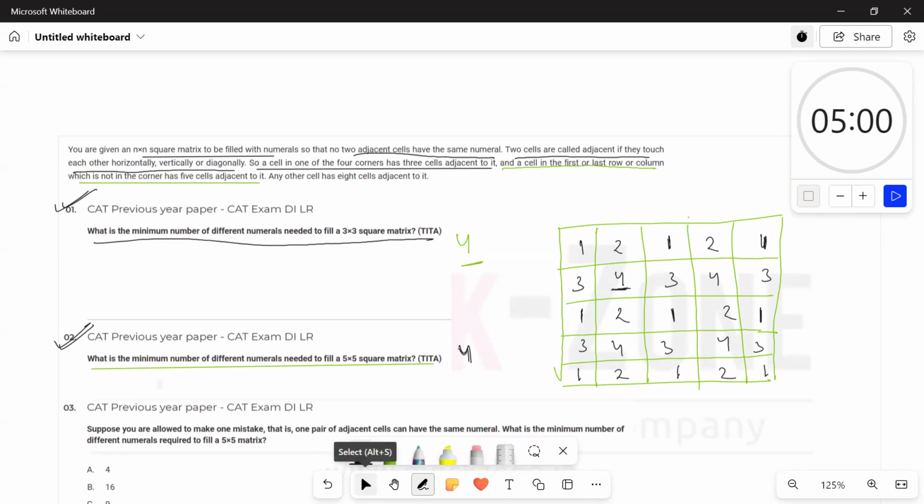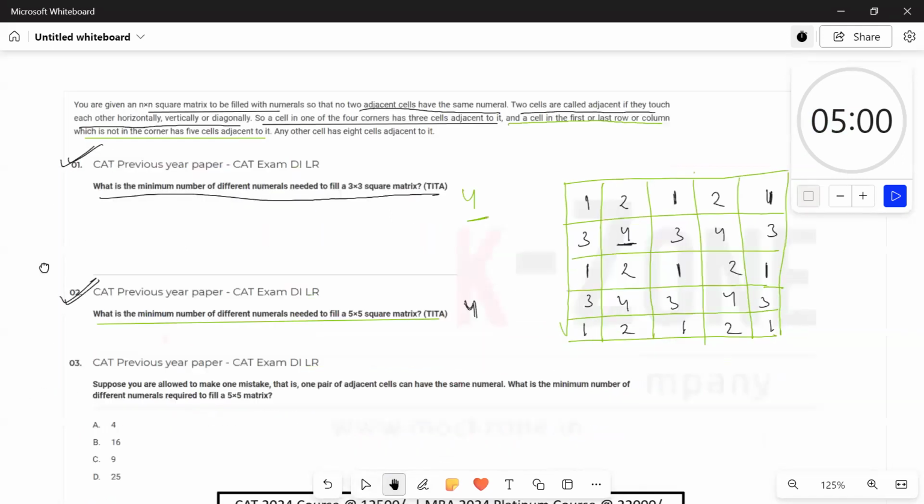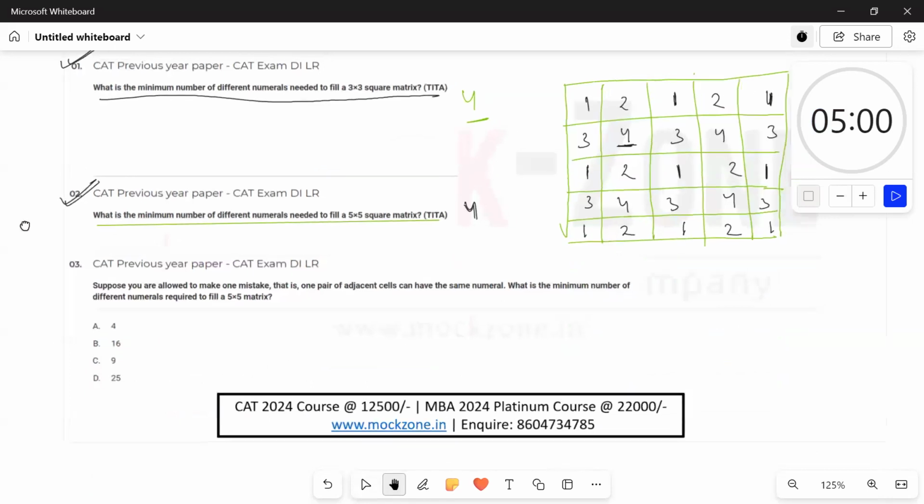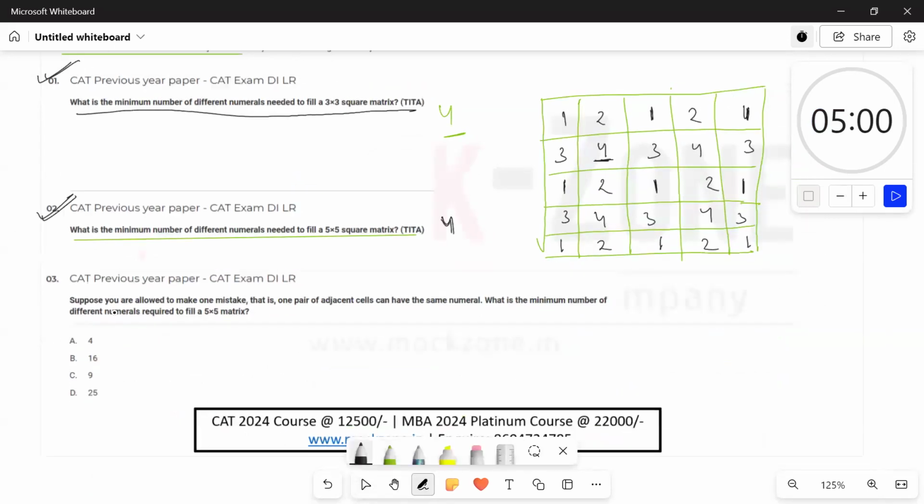Now, coming on to the next question. Next question says, suppose you are allowed to make one mistake. That is, one pair of adjacent cells can have the same numeral. What is the minimum number of different numerals required to fill a 5 by 5 matrix?